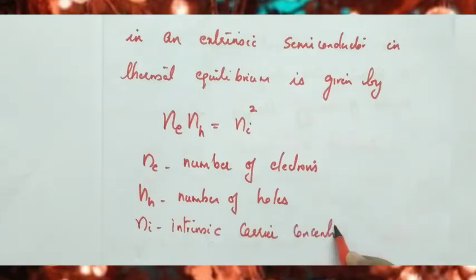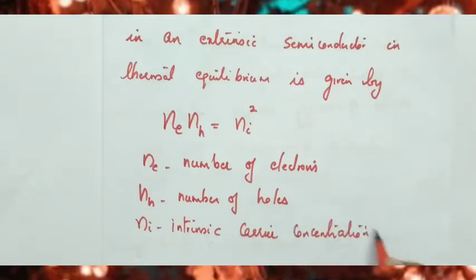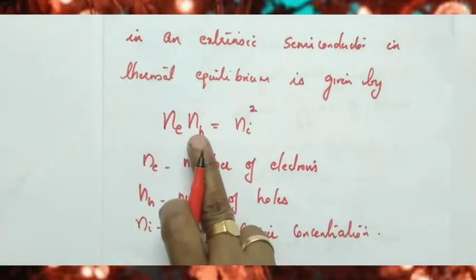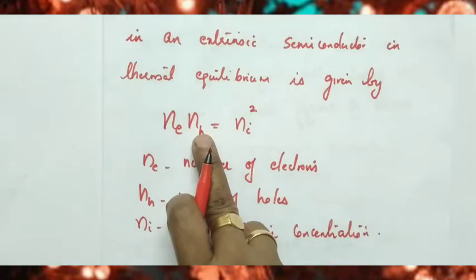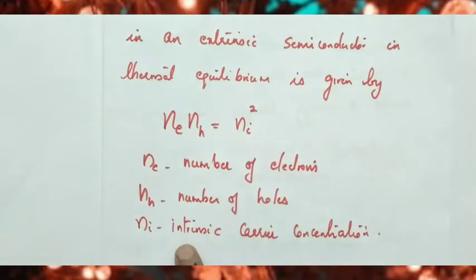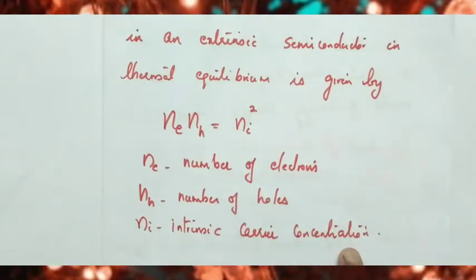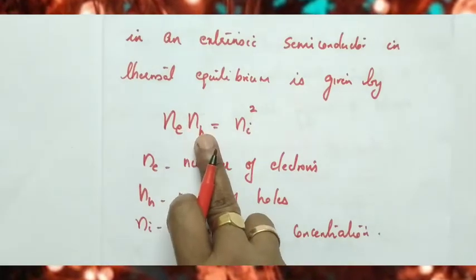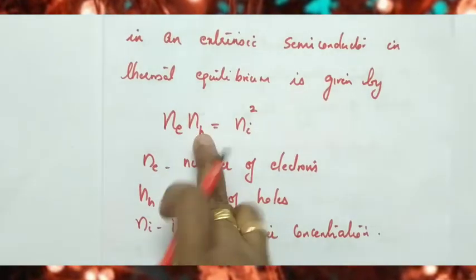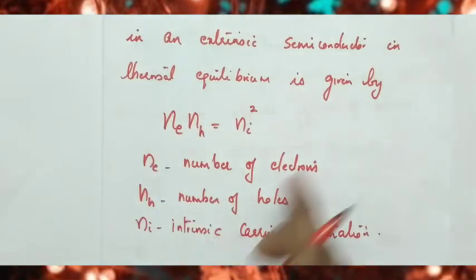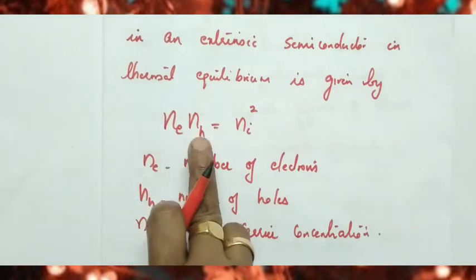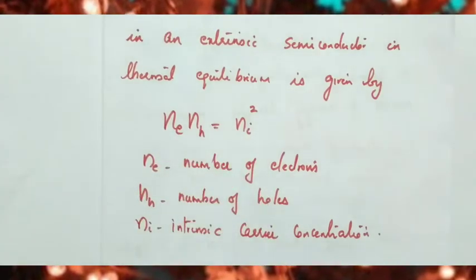So for an extrinsic semiconductor, p-type or n-type, the relation between the number of electrons and the number of holes is Ne into NH is equal to Ni square, where Ni is the intrinsic carrier concentration. We know that for an n-type semiconductor, Ne is greater than NH. For a p-type semiconductor, NH is greater than Ne, and the relation for any type of extrinsic semiconductor is Ne into NH is equal to Ni square. Okay?